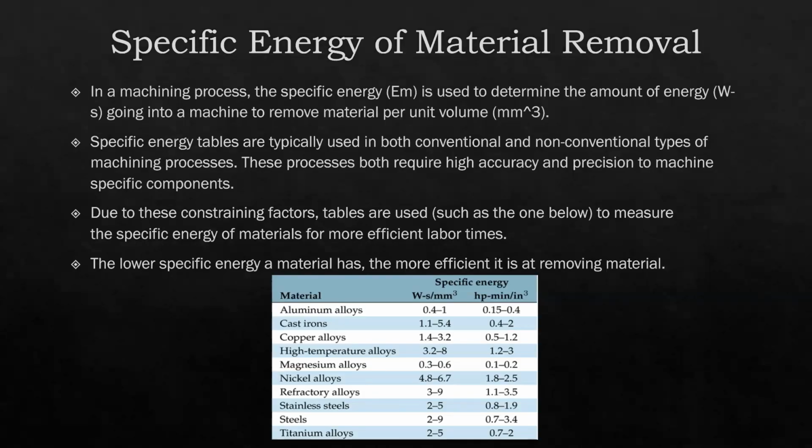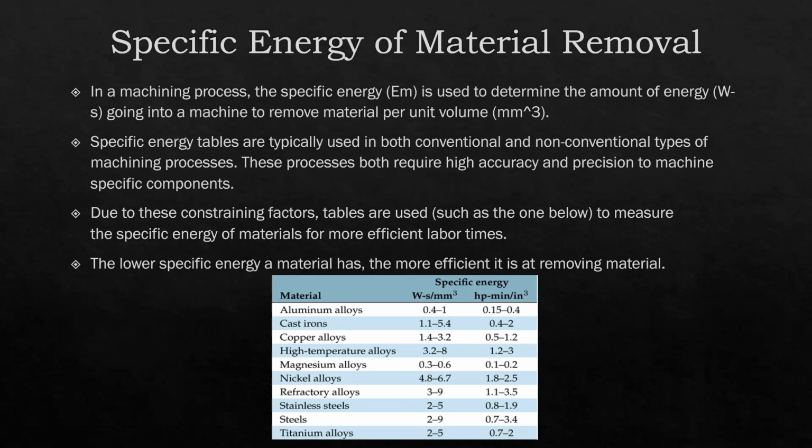Specific energy of material removal. In a machining process, the specific energy is typically used to determine energy consumption of a machine while removing material per unit volume. Specific energy tables are typically used in both conventional and non-conventional types of machining processes.